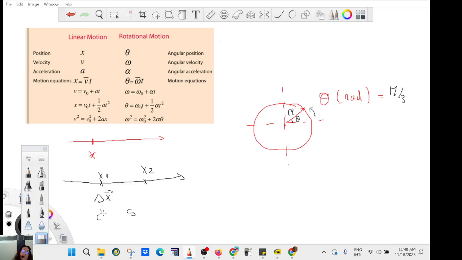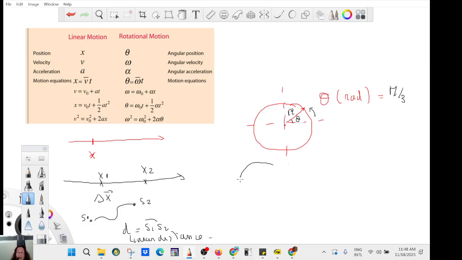Okay, let me do another thing here. If you go from S1 to S2, you can find the distance S1, S2. So for the distance, you have to measure the path. Do you agree? This is displacement, this is the linear distance. We good?